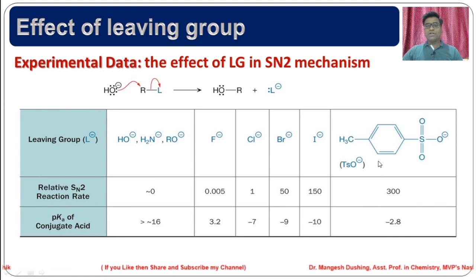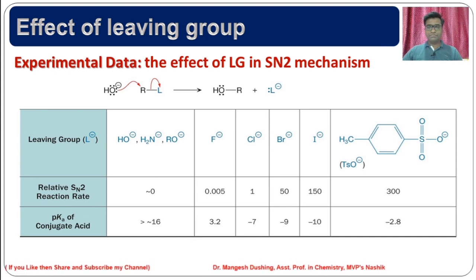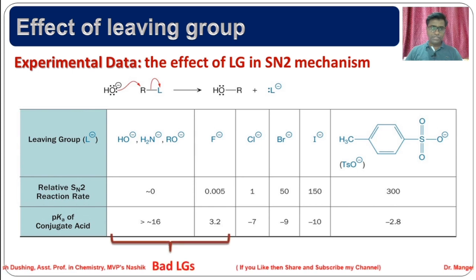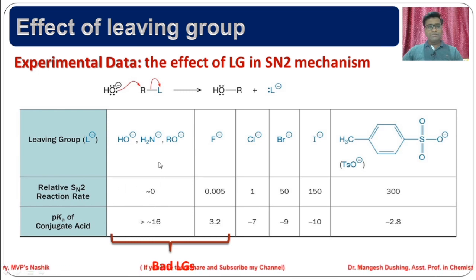So it means that good leaving groups are the conjugate bases of strong acids. For example, H2SO4 is a strong acid, so the sulfonate ion, the tosylate ion, is a very good leaving group. These others are very bad leaving groups. They are the conjugate bases of weak acids. OH is the conjugate base of H2O, and H2O is a very weak acid. This is the conjugate base of ammonia, and ammonia is a weak acid.